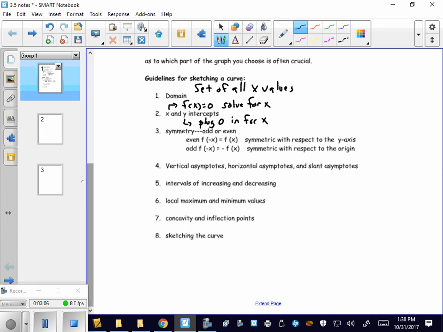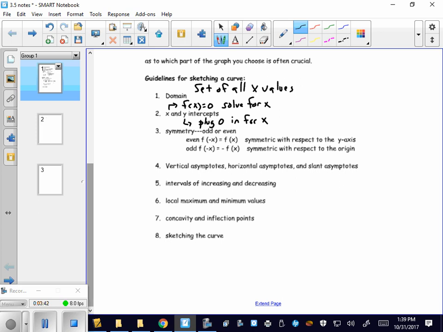Number 3, while it's not essential, is a good thing to know: your symmetry. We talked about this way back in the beginning of the class, when we were doing some of the algebra. Remember that even functions are defined by f of negative x equals f of positive x. In other words, it makes no difference whether you use a positive x value or a negative x value, you're going to get out the same y value. So even is symmetric to the y-axis. Odd is when f of negative x equals the negative of f of x.